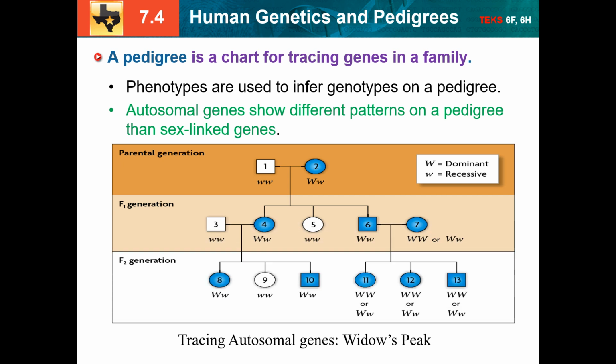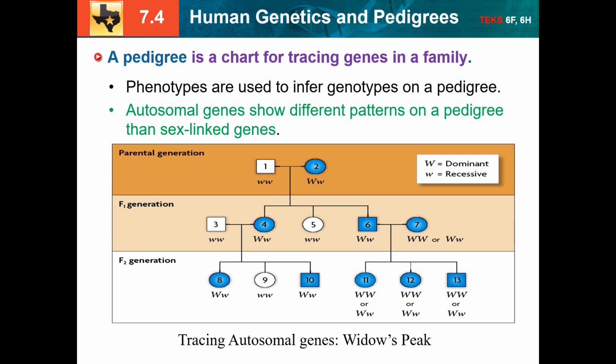Okay, so bring up the idea of a pedigree. A pedigree is just a chart that we use to trace genes in a family. And so a pedigree, if we jump down to this right here, it looks kind of complicated, but they're actually pretty easy to read once you get used to what all the symbols mean.